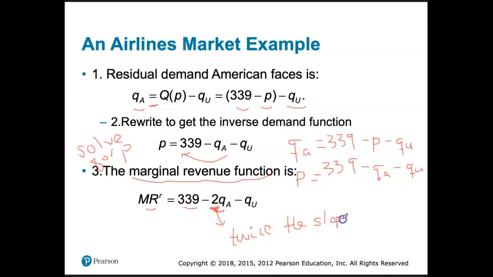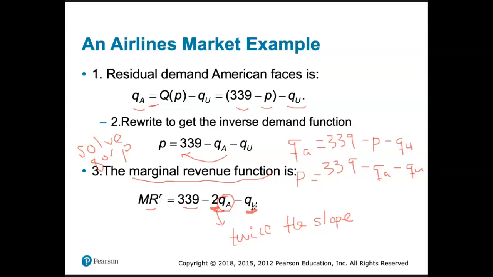Of the residual demand curve. Okay, so the residual marginal revenue is twice the slope of the residual demand curve, or the marginal revenue itself is twice the slope of the demand curve. So we have a 2 multiplying the quantity in relation to only American Airlines. Note this 2 is multiplying the quantity in relation to American Airlines and not in relation to United Airlines. Why? Because American Airlines cannot influence or determine what United Airlines will produce. Remember, they're producing, or actually flying, these passengers simultaneously.